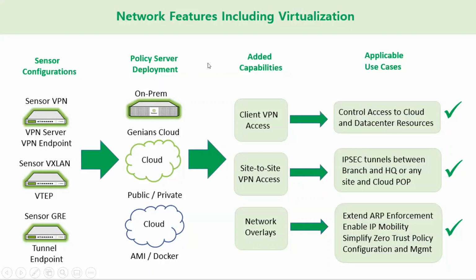So what this means with these added capabilities is now you can provide client VPN access anywhere, especially to control access to your cloud and your cloud resources. You can also establish site-to-site VPNs over your sensors and then perform network overlays so you can use VXLAN, for example, to extend networks across your enterprise and keep your policies simple and even enable features like IP mobility.